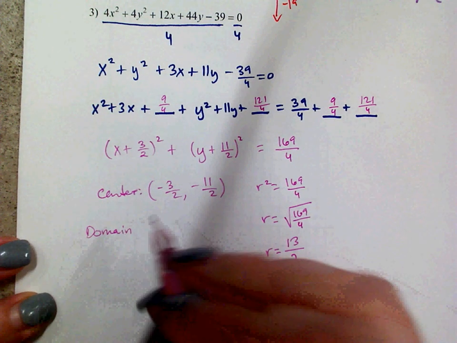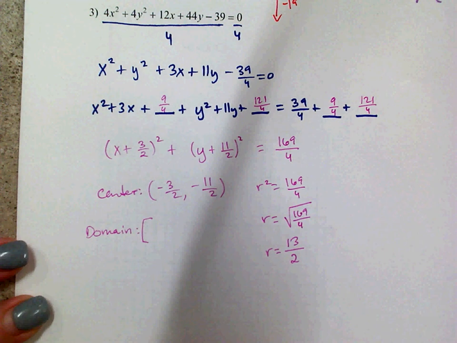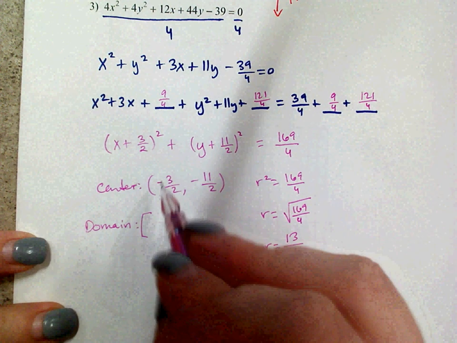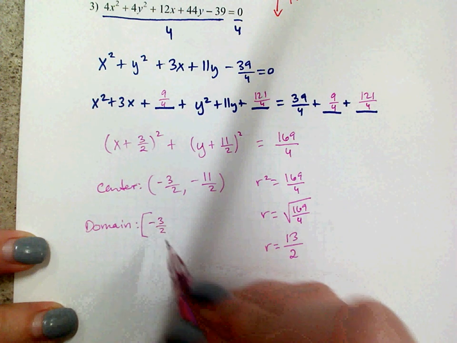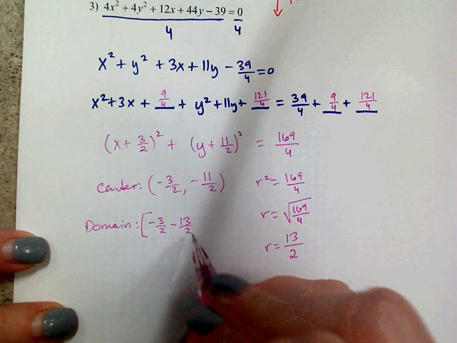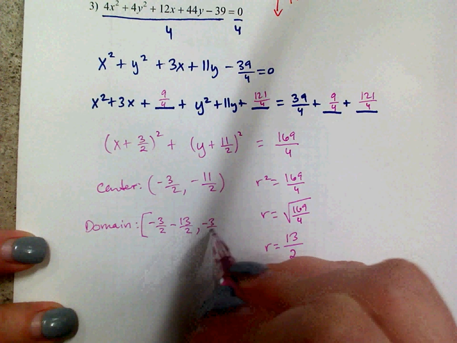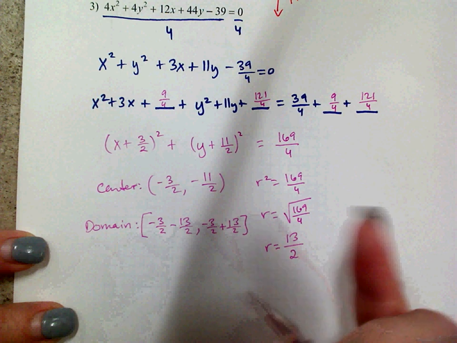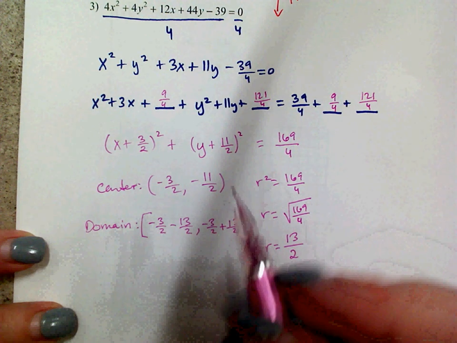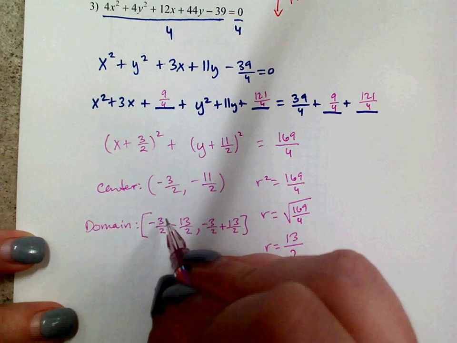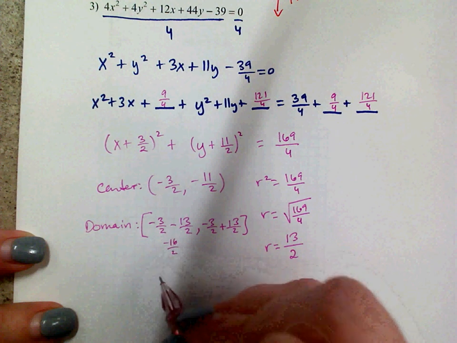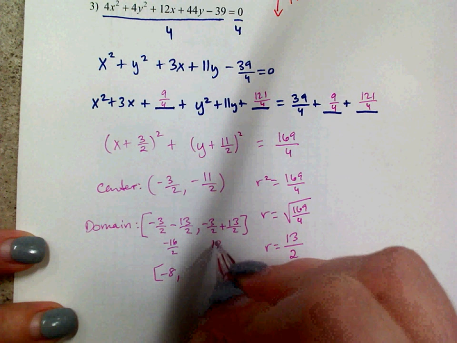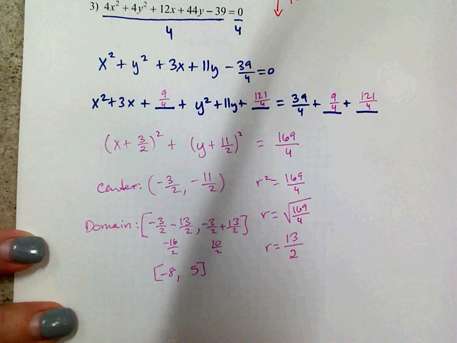Okay? So as far as domain and range go, domain, I'm going to write it out like what I'm going to do, and then I'm going to simplify, okay? So domain, you take the center, the x center value, right? And you subtract the radius, and you add the radius. So we subtract and add the radius, going left 13 halves and going right 13 halves from your center point. But then that actually simplifies to negative 16 halves, and that is negative 8. And this simplifies to 10 halves, which is positive 5. So my domain is negative 8 to 5.